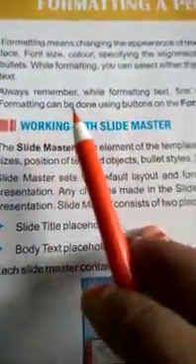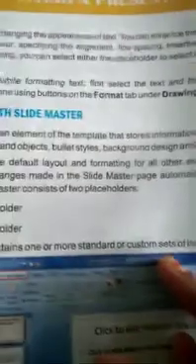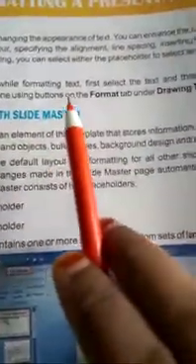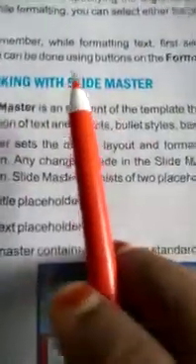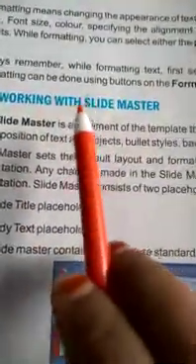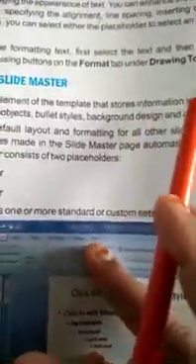Always remember, while formatting text, first select the text and then apply the formatting effects. Formatting can be done using buttons on the Format tab under Drawing Tools.